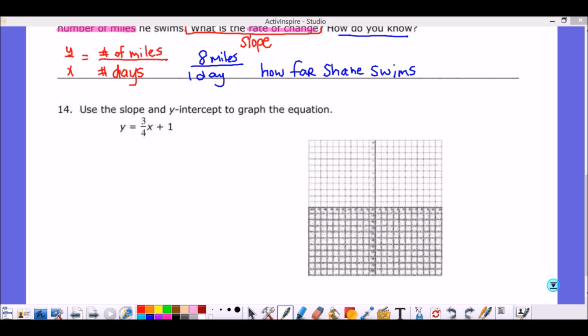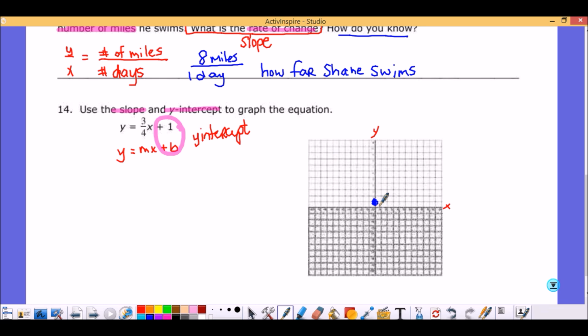Problem number 14. We want to use the slope and the y-intercept to graph the equation. Alright, so if you notice, our equation for this video is y equals mx plus b. Alright, so where would I begin? I would begin at +1. This is our y-intercept. This is where I begin. So I'm going to first label my y-axis and my x-axis, and I'm going to put a dot at +1.